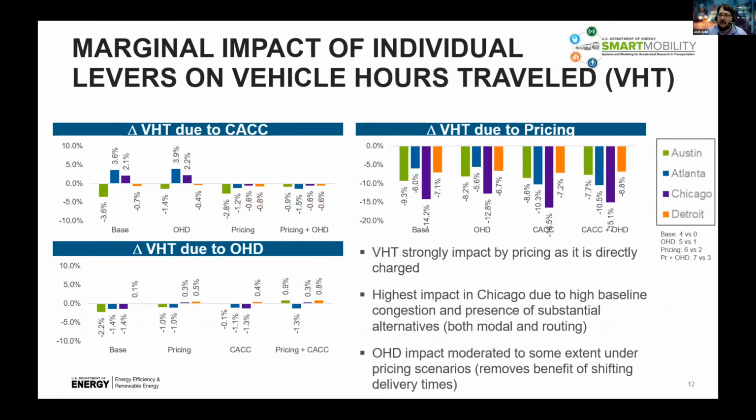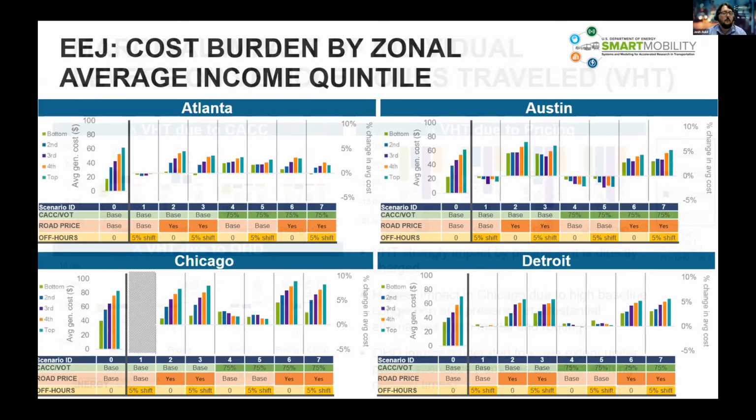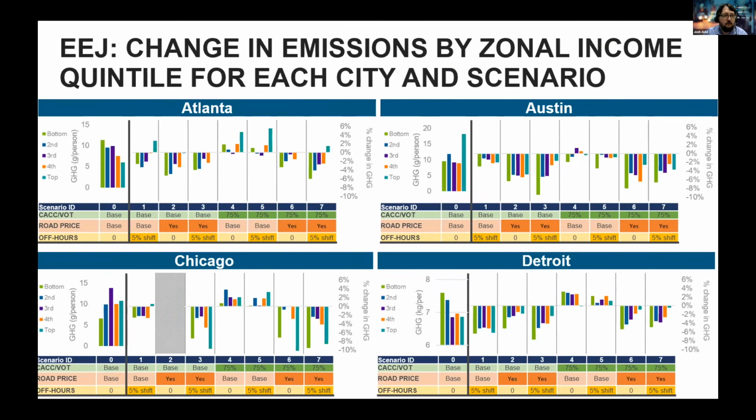So I see Moataz's screen is on. One new addition that we are doing with a lot of this analysis is looking at equity environmental justice metrics. So if we compare the impacts on cost burden by income quintiles in the different regions, we can see how these technologies differ in their impacts on different income quintiles, where the congestion pricing scenario tends to have a more equitable distribution, where some of the greatest benefits accrue to the lower income quintiles. We can also look at this in terms of emissions.